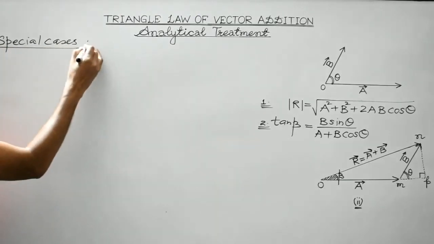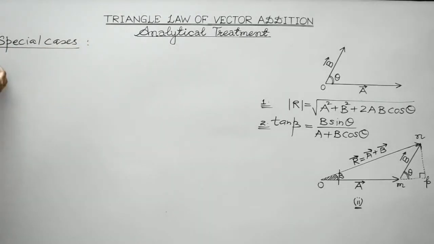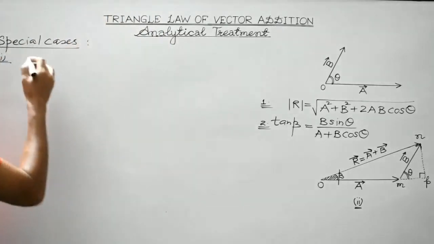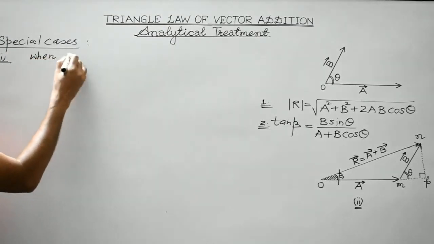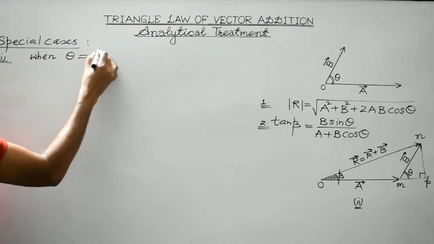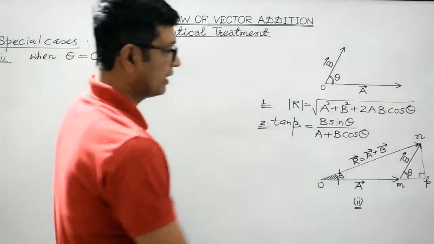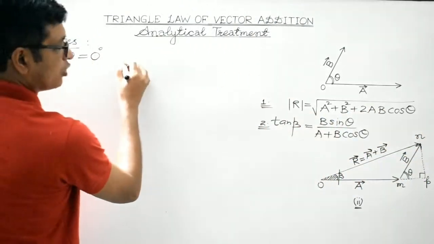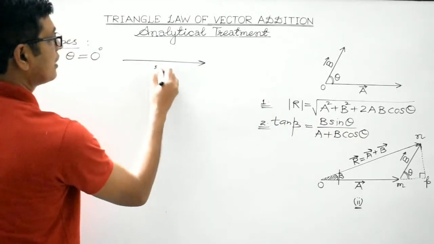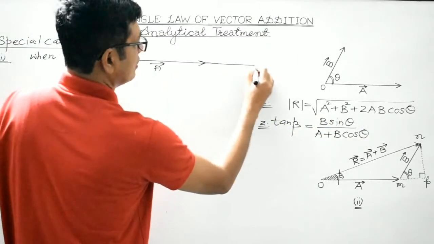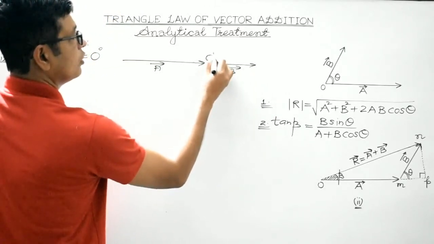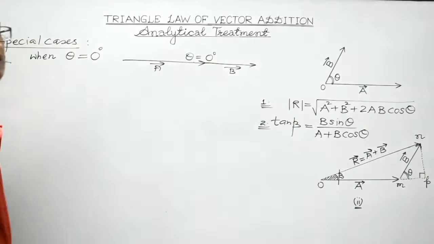So let's start with case 1. Case 1 is when the angle between the two vectors, that is theta, is 0 degree. So it should be like this, O, A and B. So theta is 0. It means that we are talking about this. This is A vector and this is B vector. So what's the angle between these two? It is 0 degree. Angle theta over here is 0 degree.